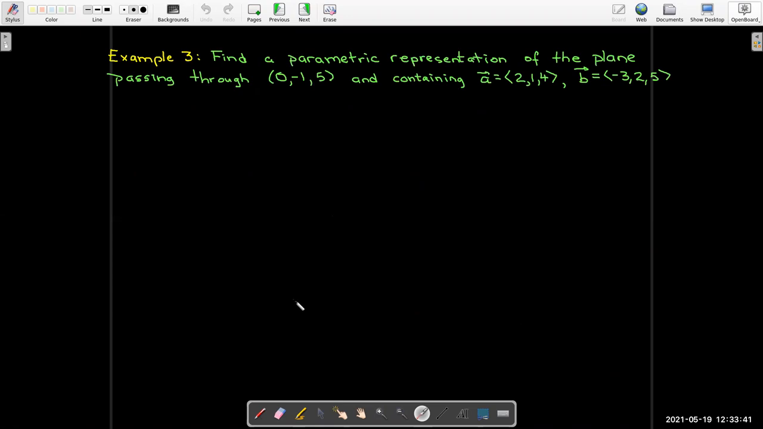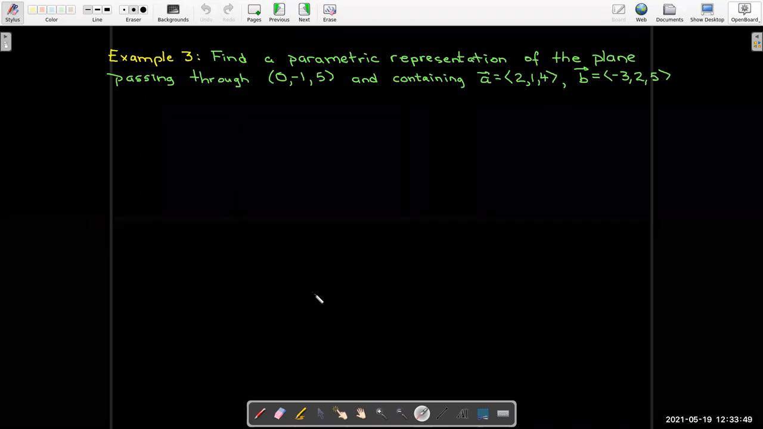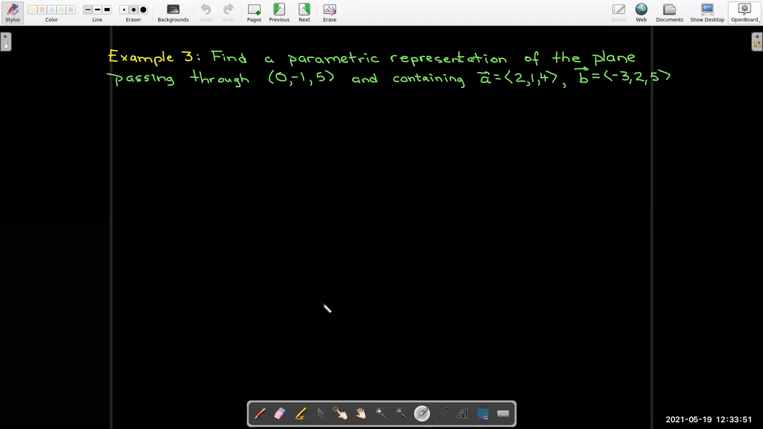So let's go in the other direction. We're given a surface or a description of a surface, and from that description, we want to write down a parametric representation. In this case, we're going to start with a simple geometric object, a plane, and we know that it's passing through a specific point and it contains these two vectors, meaning that these two vectors are parallel to that plane.